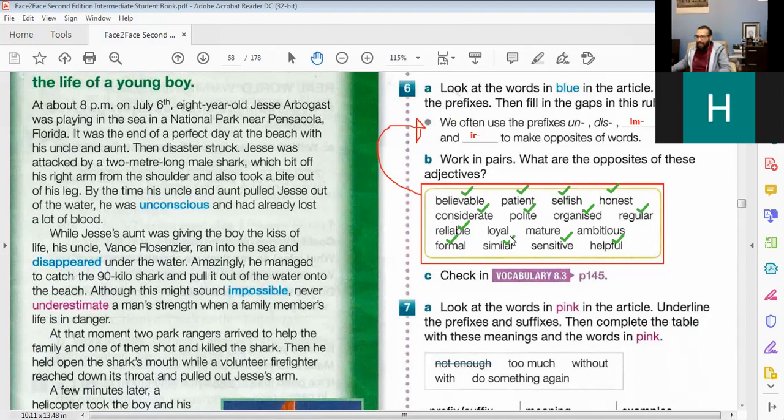So we only have three left, actually. The last three. Loyal, disloyal. Correct. Mature. Mature. Can you say it again? Immature. Yes, immature.